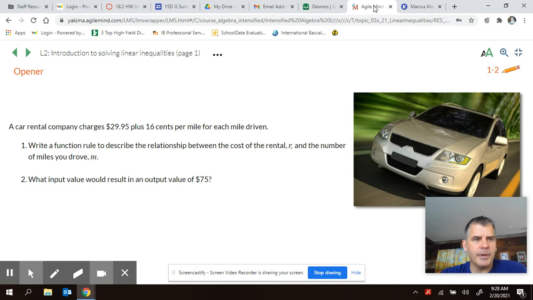Let's take a look at this opener. We're going to be solving inequalities, and we're going to start out by actually seeing a function that is not an inequality, but it is something that you've seen before. So they're telling us here that a car rental company charges $29.95 plus 16 cents per mile for each mile driven. And they're going to ask us to write a function rule of that relationship between the cost of the rental R and the number of miles you drove.